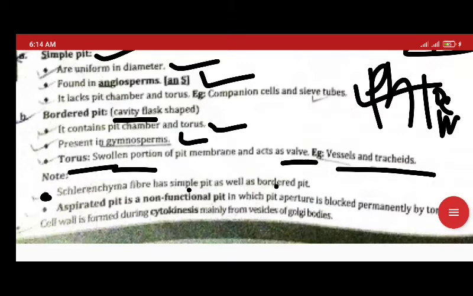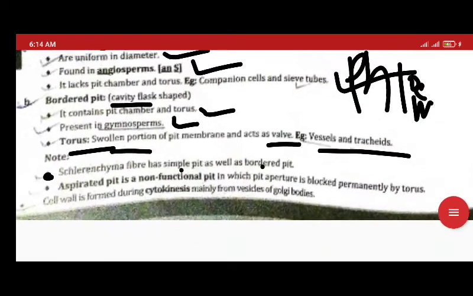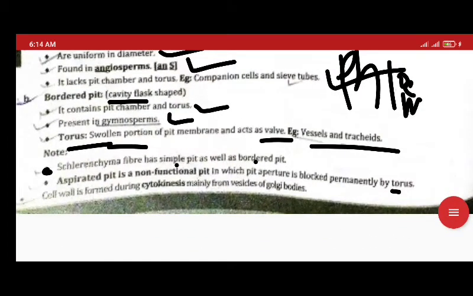Now aspirated pits are non-functional pits, blocked by the torus. The torus is mainly the swollen portion of the pit, which acts as a valve. So the torus is like a valve. The torus is always a valve.